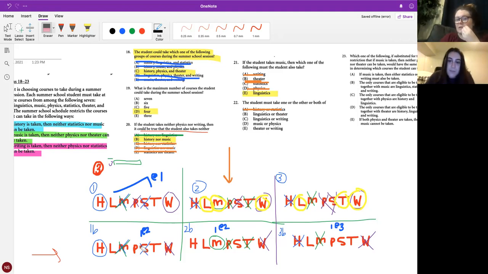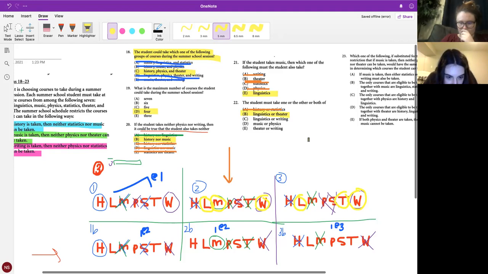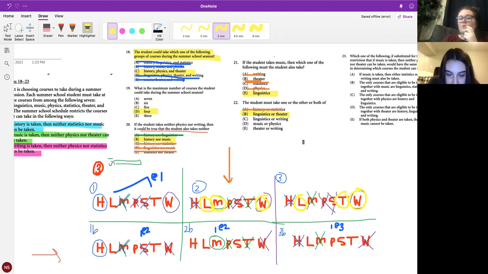Yeah, I like B as well. All right, what about C? Linguistics or writing. Yes, yeah. This one could be because they could take L in. Well, wait, is there ever a time where we have both of these crossed off? Or we could have both of them crossed off? In 3B. Yep, so that's why it's not the right answer, right? Because we don't have to take one or the other. Yeah, must. All right, and what about D?